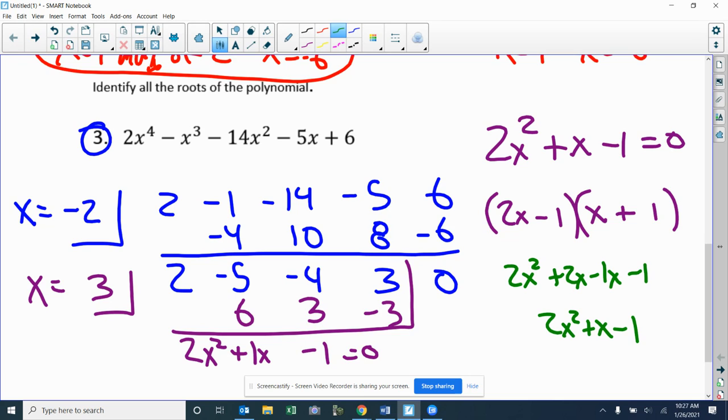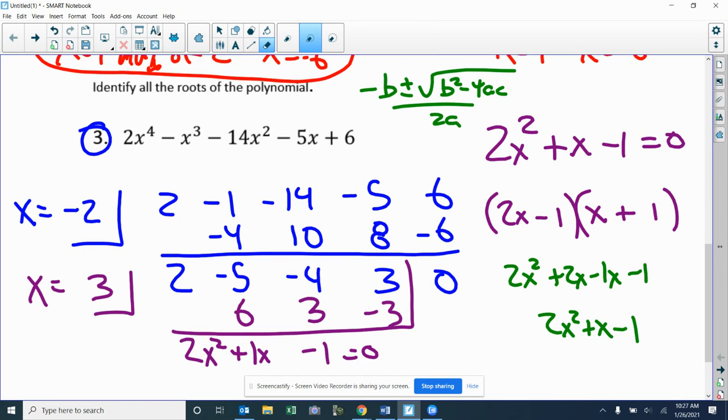Everybody got that? So, refresh your memory on a quadratic, -b, plus or minus the square root, b squared, minus 4ac over 2a. You can also complete the square, but I think that might be a little bit difficult with that one.